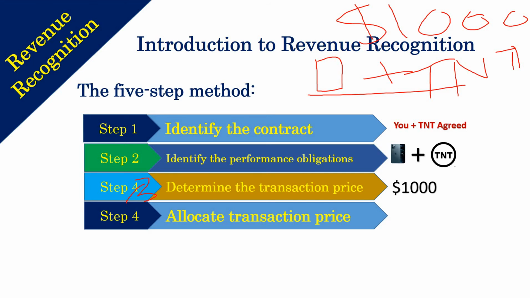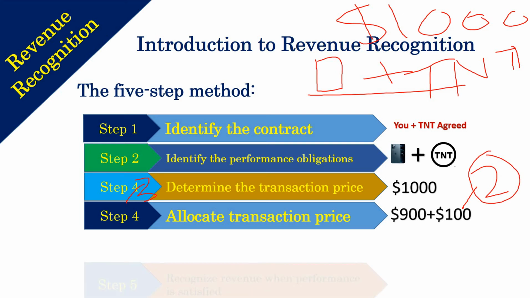Step number 4, allocate the transaction price. So out of these $1,000, say we are allocating 900 for the iPhone and 100 for using the TNT line, and say for example this one is for 2 months. You are paying 2 months in advance, 50-50, okay.